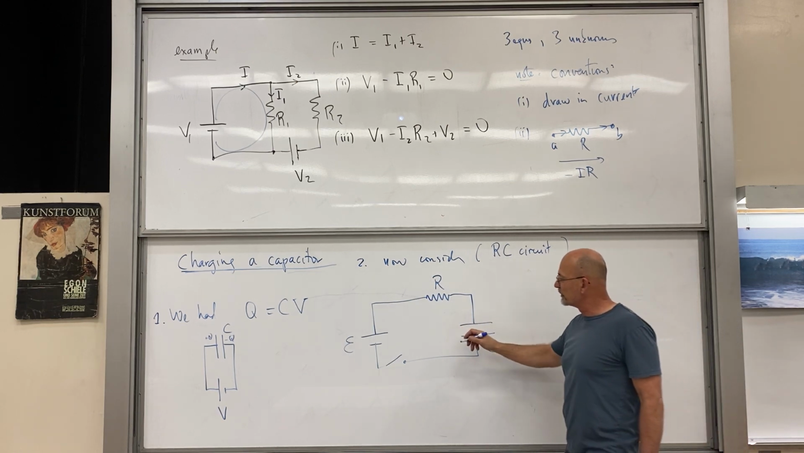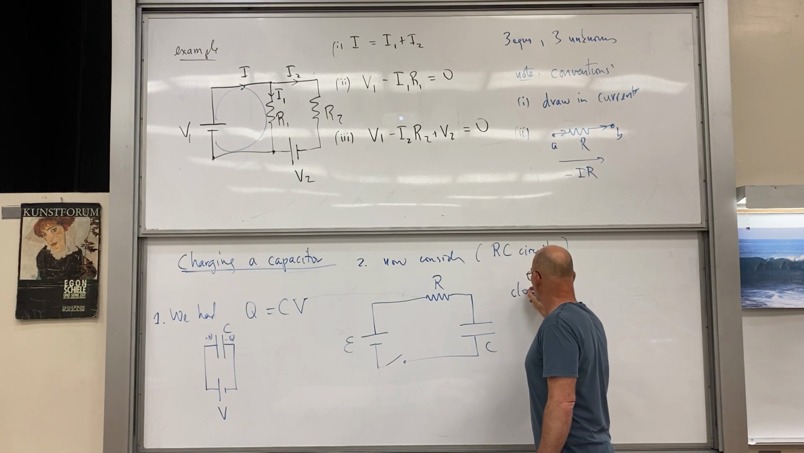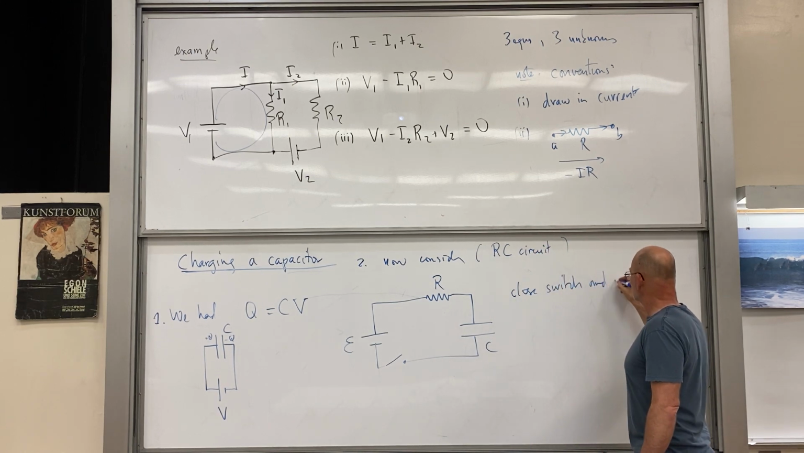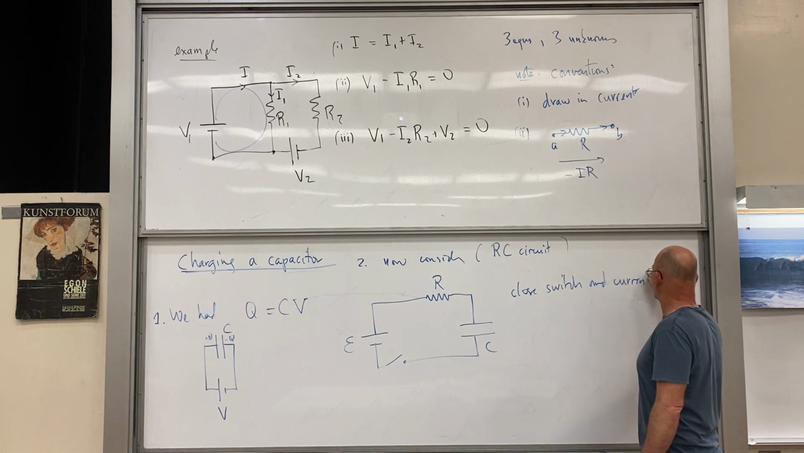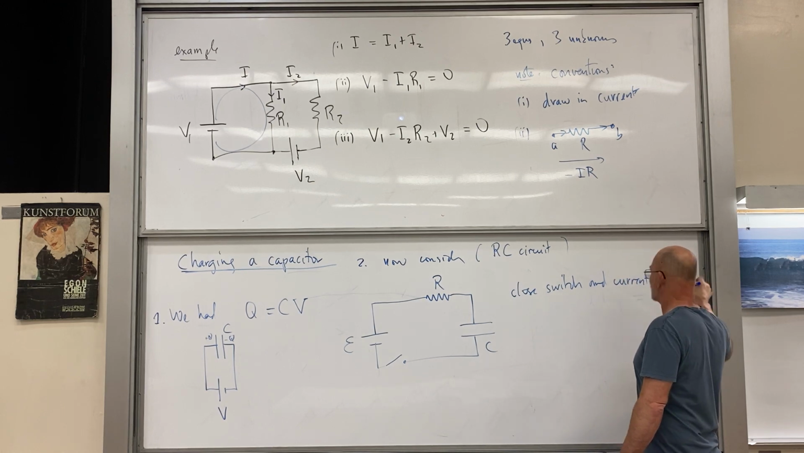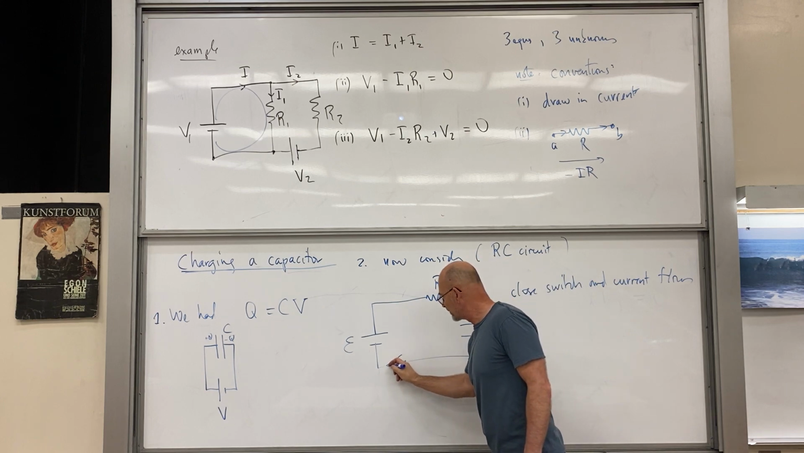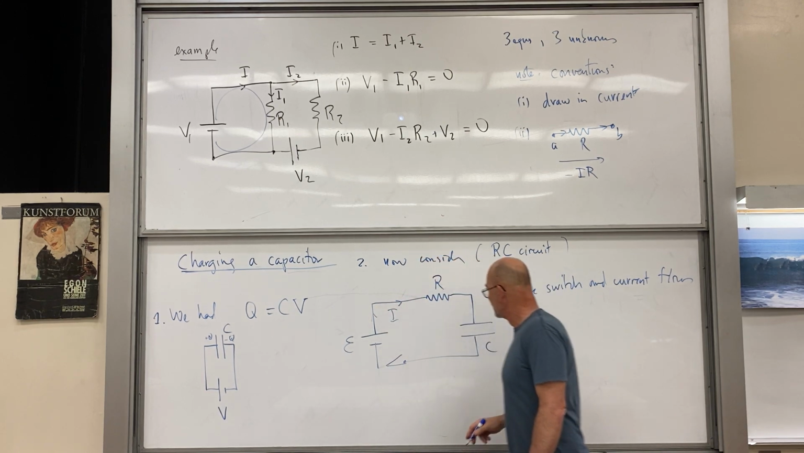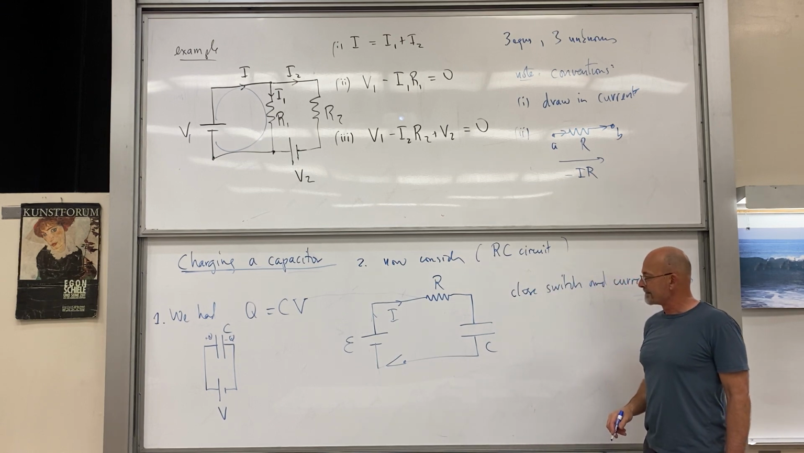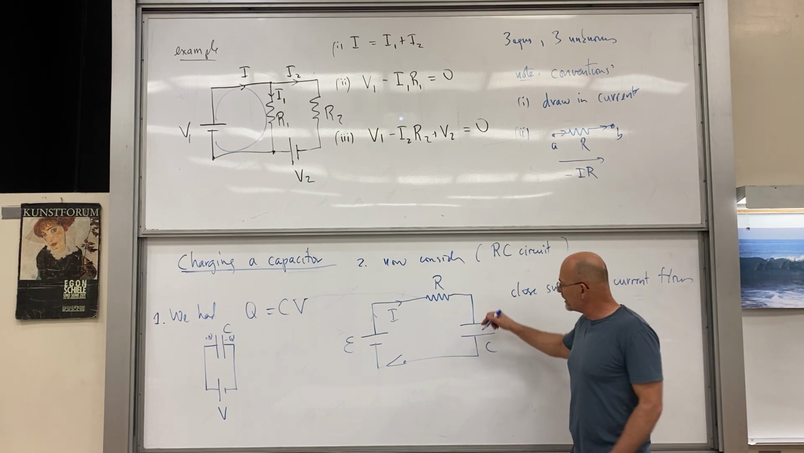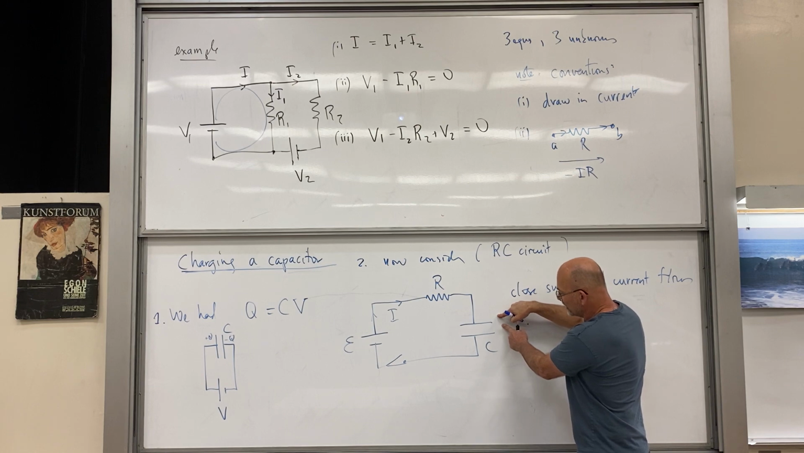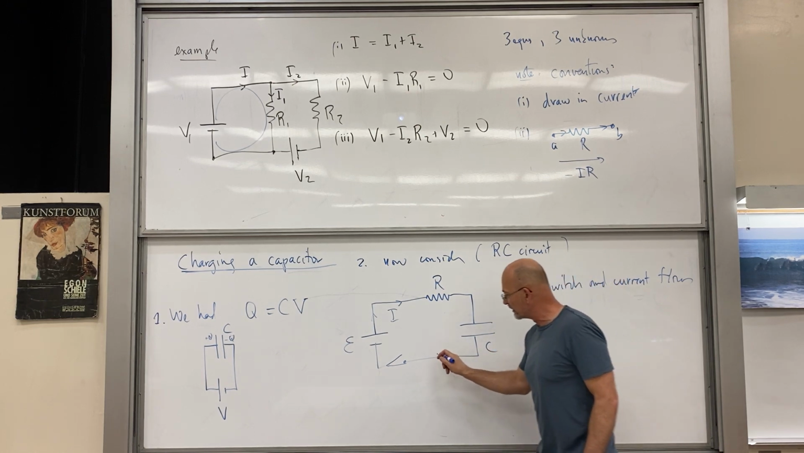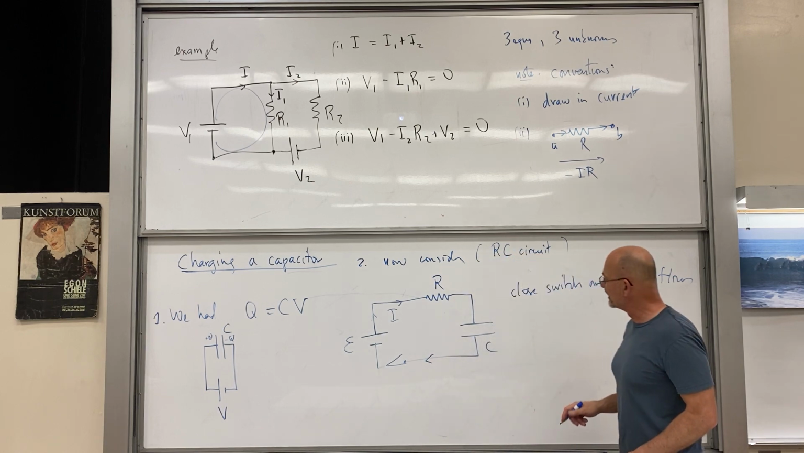And we're going to close the switch. And current flows. Right, so we close the switch. Current flows here. And what's happening is we're going to build up some positive charge here and correspondingly build up some negative charge here. So the current is flowing clockwise in this case.